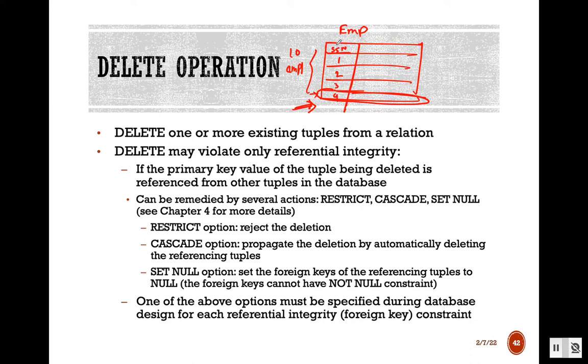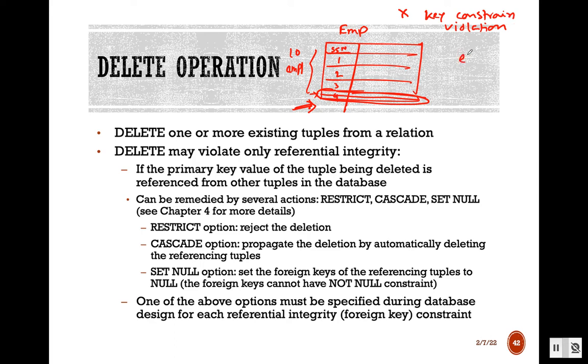If we delete an existing record, there is no possibility that it is going to violate a key constraint, because it cannot cause a duplicate value for my primary key attribute. Deleting means I am deleting an existing record, so all the values for the primary key will still be unique. That means it will not cause any key constraint violation.